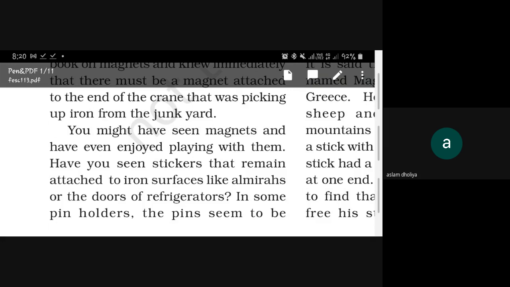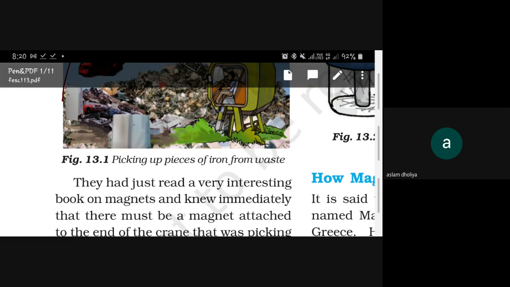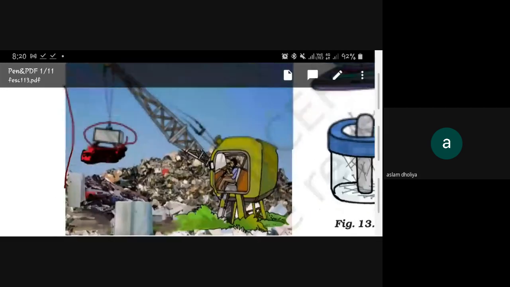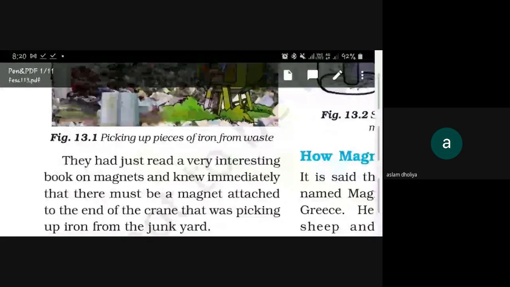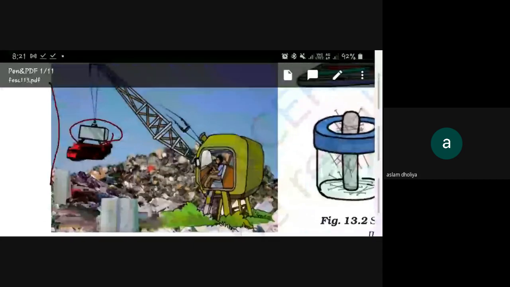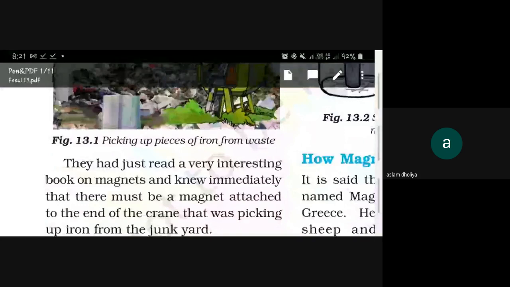Now what happened? Boojho and Paheli saw all these things. He is lifting things with the crane. Boojho and Paheli used what they had learned about magnets, so they knew immediately that this big round, square, rectangular thing is a magnet. A magnet was attached at the end of the crane, and that was picking iron from the junkyard.